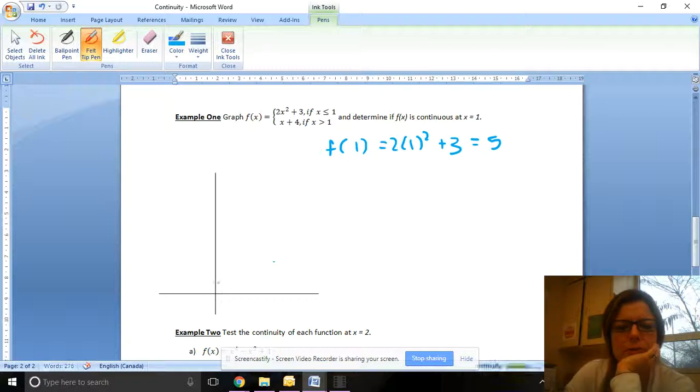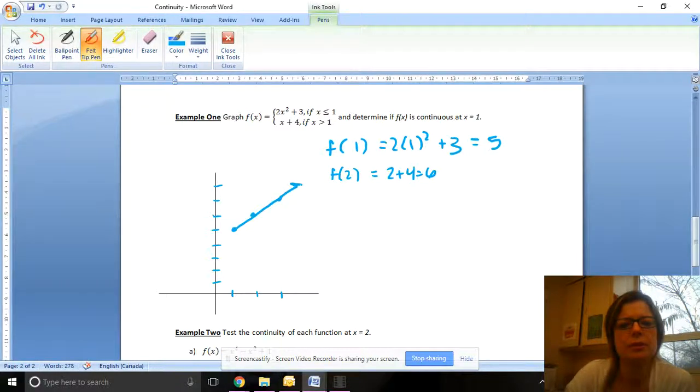Okay, so let's go. We'll say 1, 2, 3, 4, 5. So we're seeing if it's continuous at that point. For graphing purposes, let's throw in some other values. Let's throw in f of 2. That would be 2 plus 4, which is 6. So we get this here. If you put f of 3, you get 3 plus 4, which is 7. So you're just getting this linear relation here. What do we get at 0? f of 0 is 3.